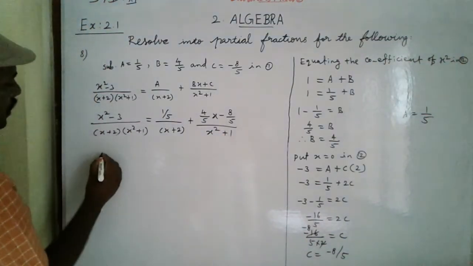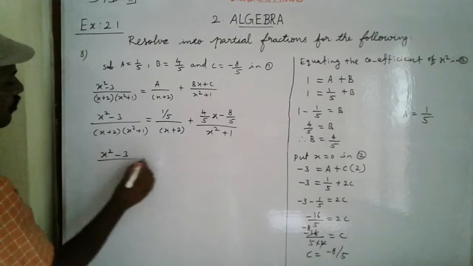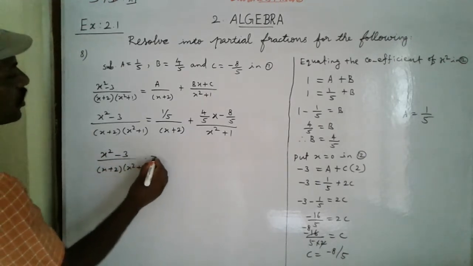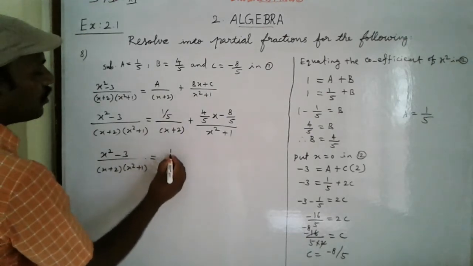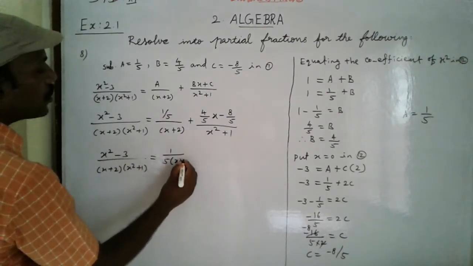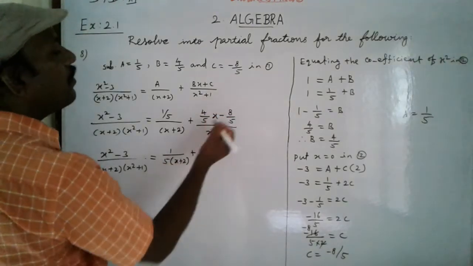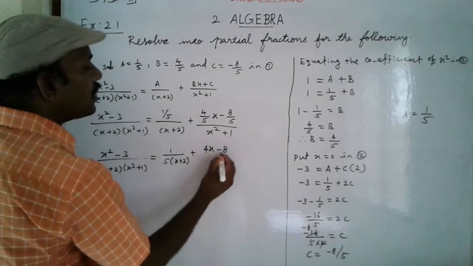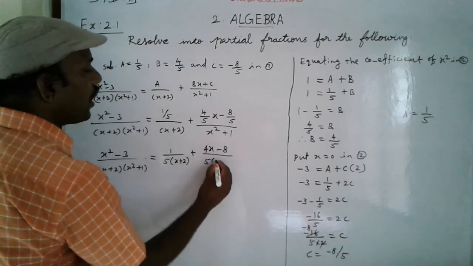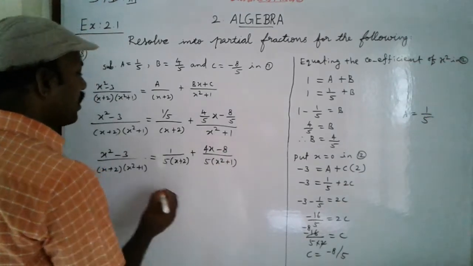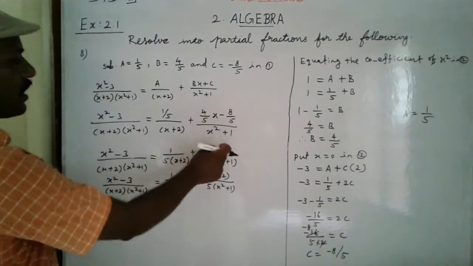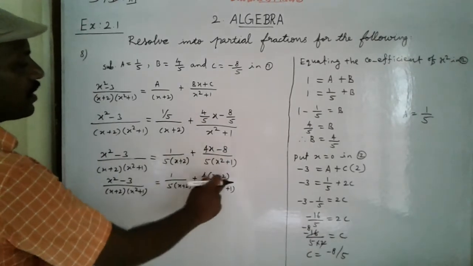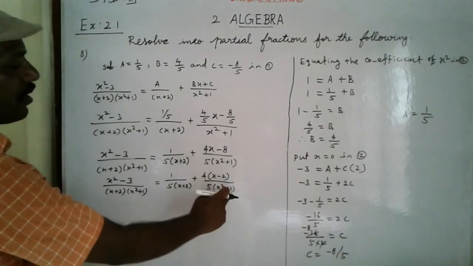So substituting this value, (x² − 3)/((x + 2)(x² + 1)) equals, we take 1/5 down, 1 divided by 5 into (x + 2), plus here the LCM is 5, so we write (4x − 8) divided by 5 into (x² + 1). That's all. Here 4 is common, we take 4(x − 2), so (4x − 8) is 4(x − 2) divided by 5 into (x² + 1).